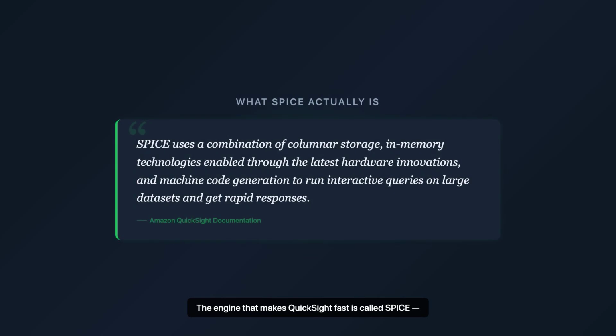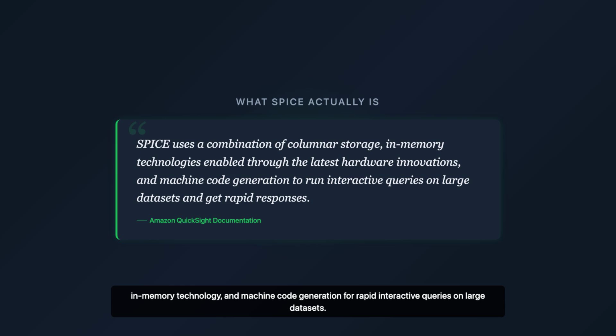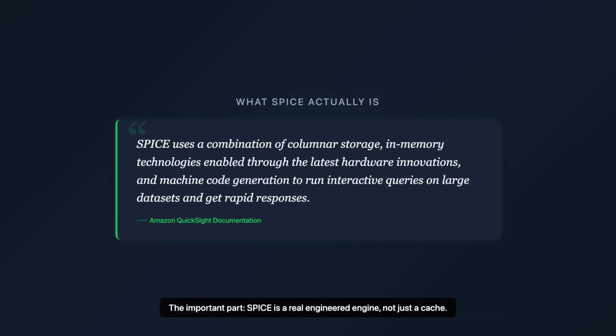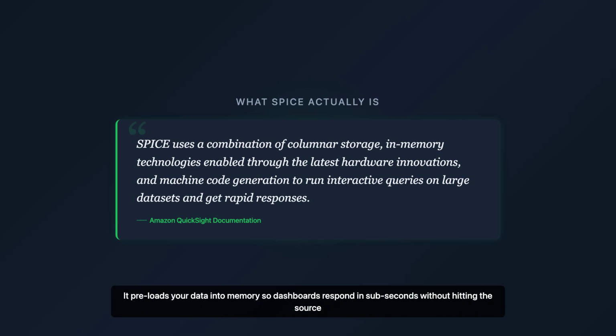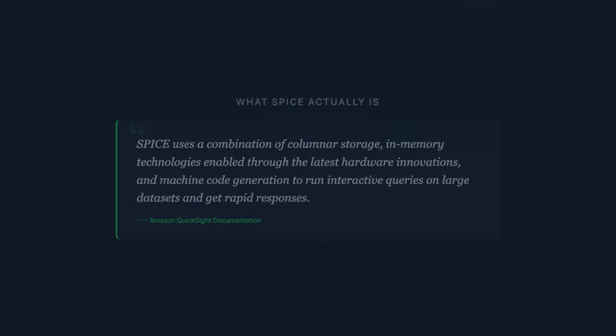The engine that makes QuickSight fast is called SPICE, the super-fast parallel in-memory calculation engine. Amazon Web Services describes it as a combination of columnar storage, in-memory technology, and machine code generation for rapid interactive queries on large datasets. The important part: SPICE is a real engineered engine, not just a cache. It preloads your data into memory so dashboards respond in subseconds without hitting the source database every time.